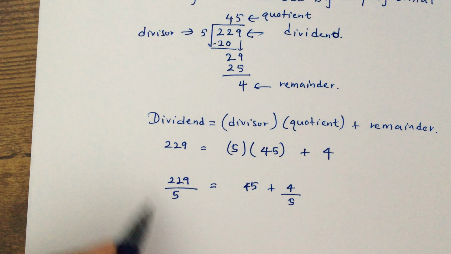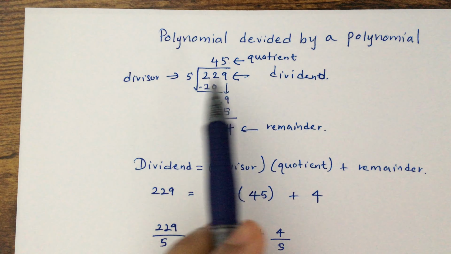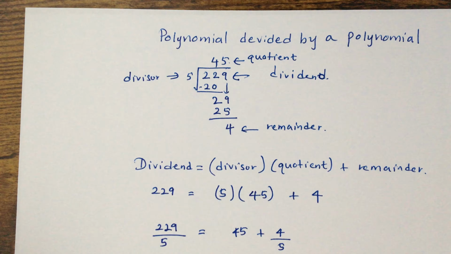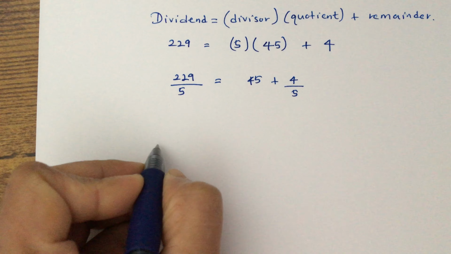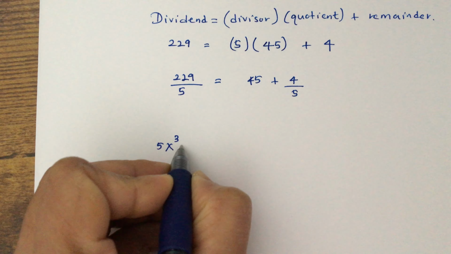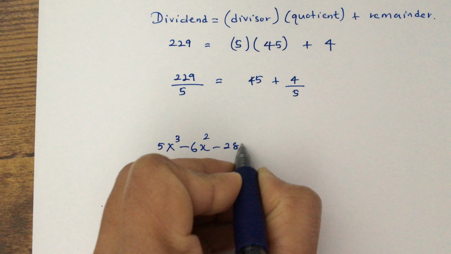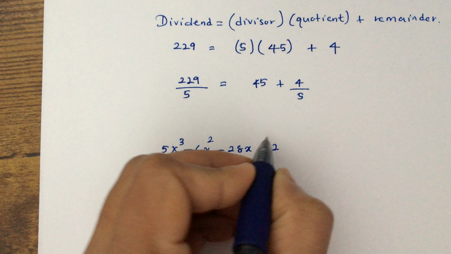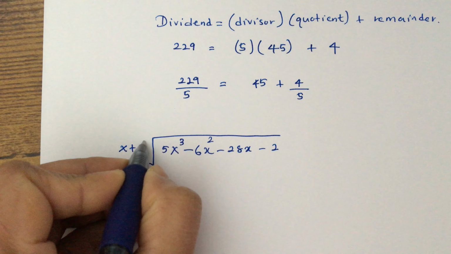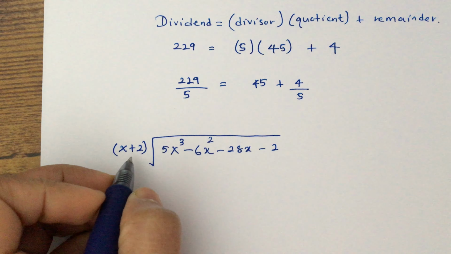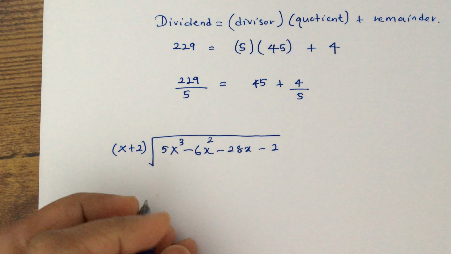Now we are going to use the algorithm which is similar to this long division to divide a polynomial by another polynomial. For example, I'm going to take this polynomial 5x to the power 3 minus 6 times x to the power 2 minus 28 times x minus 2. So I'm going to divide this one by x plus 2. So my divisor is x plus 2. My dividend is this polynomial. Okay, let's see how to do this.